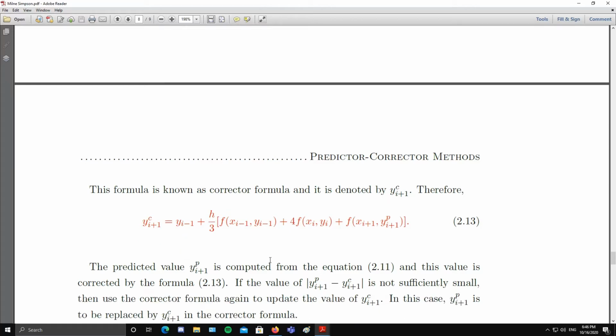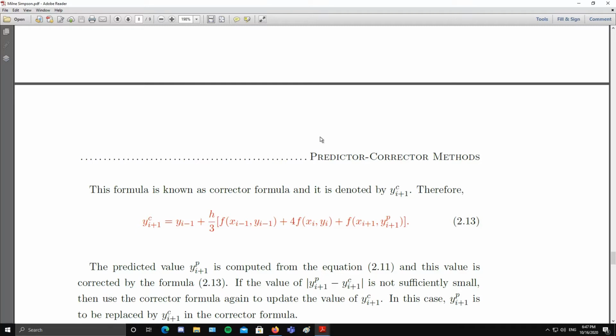If the difference between the predictor value and corrector value is not small, we use this formula again. This is the first approximation of the corrector formula. If the difference is still not small, we use this formula for the second time. When we use it for the second time, y(i+1) p is replaced by y(i+1) c1. The first approximation is denoted by y(i+1) c1. To get the second approximation, y(i+1) p is replaced by y(i+1) c1. We proceed in the same way till the difference between the predictor and corrector value is small.